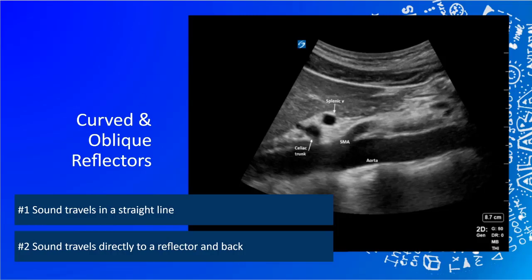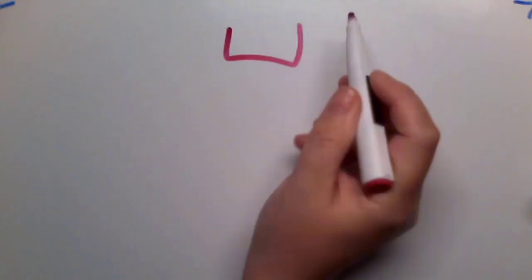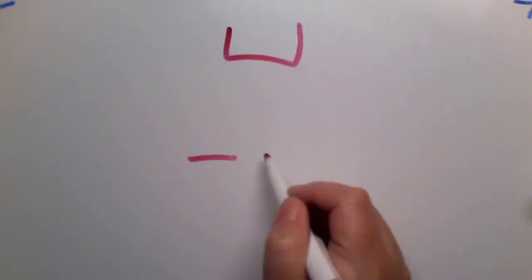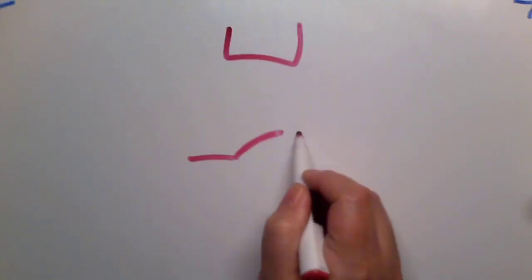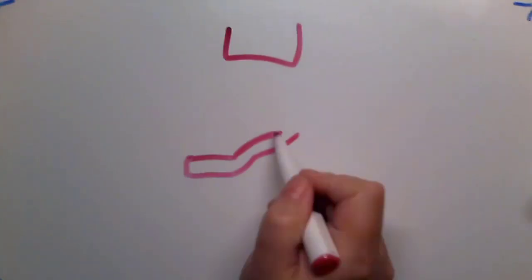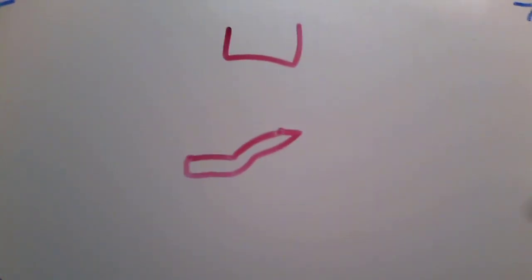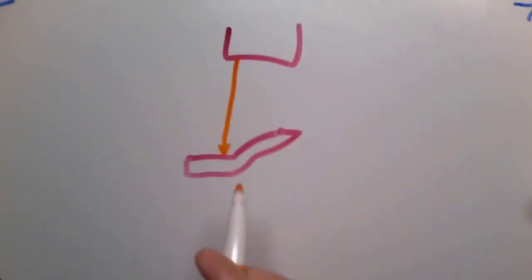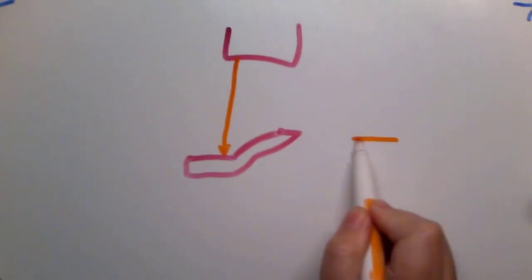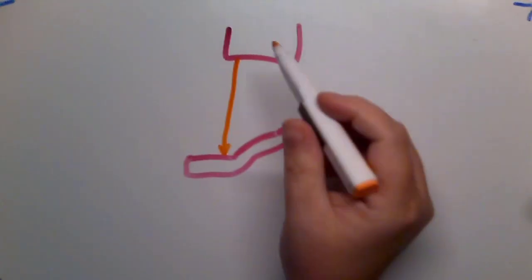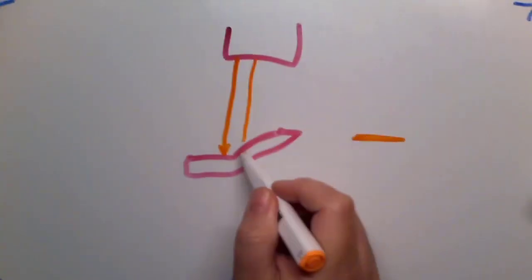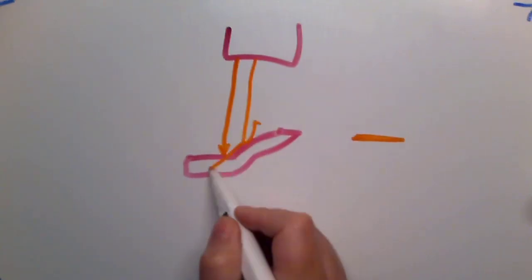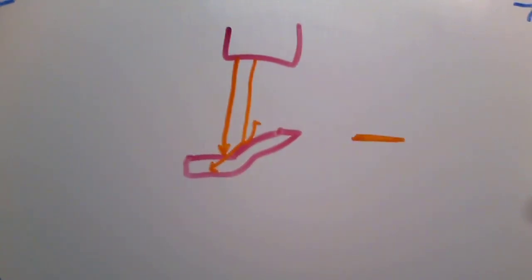So let's go back to the whiteboard so we can kind of show what's happening here. We have our transducer and we have this kind of curved area. We'll just draw something like that. We know that when sound interacts at 90 degrees to a structure, we get a really nice solid line there. But as that sound interacts with curved, what ends up happening is some will come back, but some kind of get sent off in another direction. Anything curved is going to send our sound in another way.